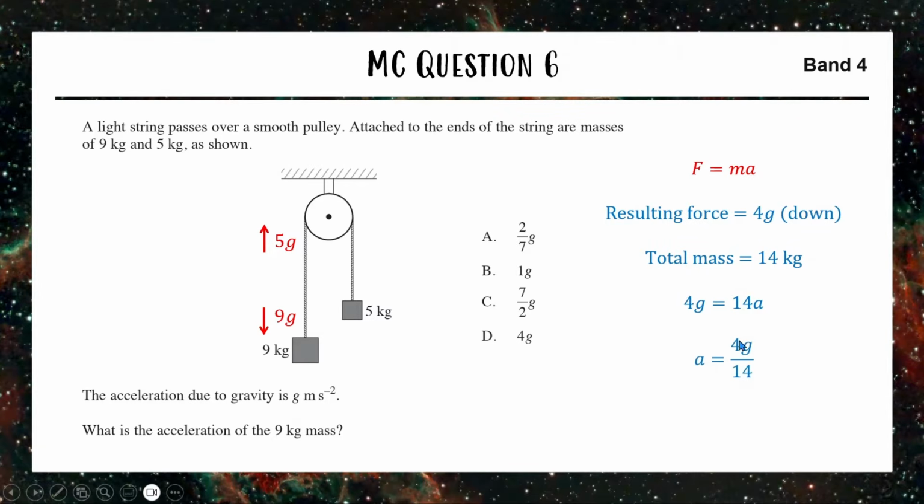And then 4g divided by 14 simplifies to 2g over 7. And that's going to be equal to answer A, 2 over 7 g. There we go. So like I said, as long as you know how to approach them, very straightforward, but you've got to know this trick of the 2 weights working against each other and the combining of the masses. Very, very crucial.